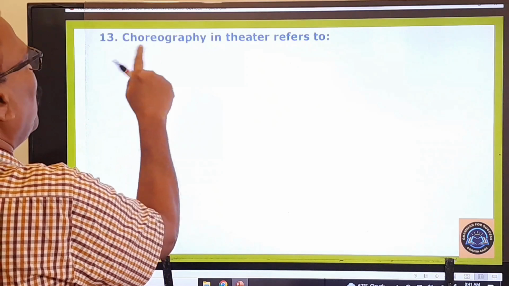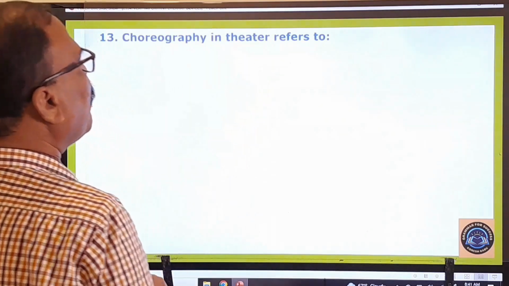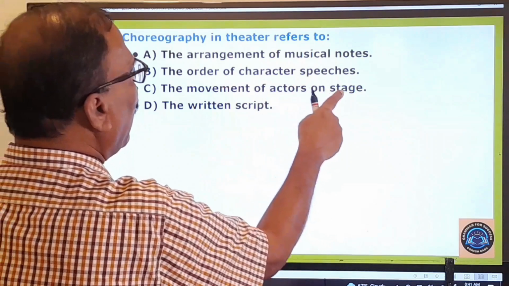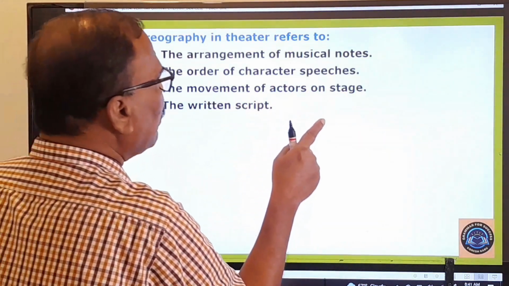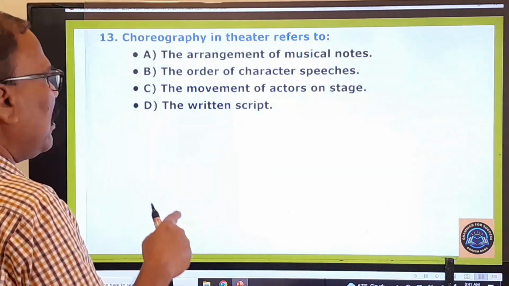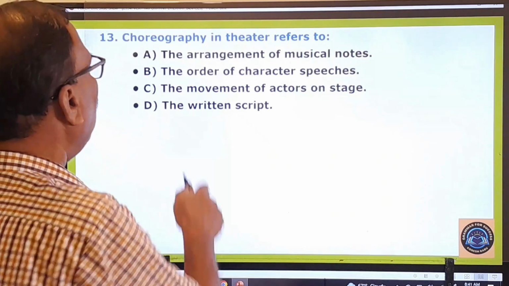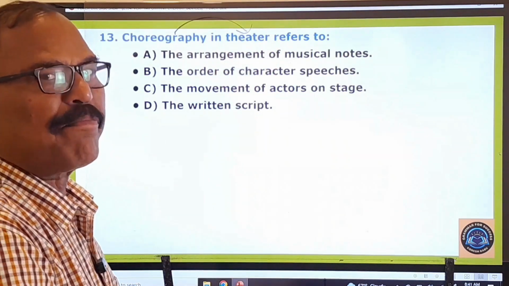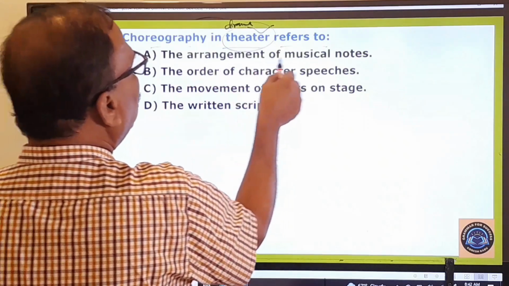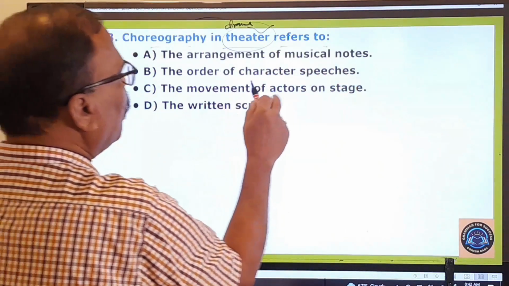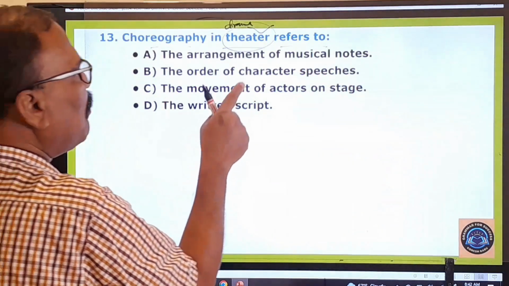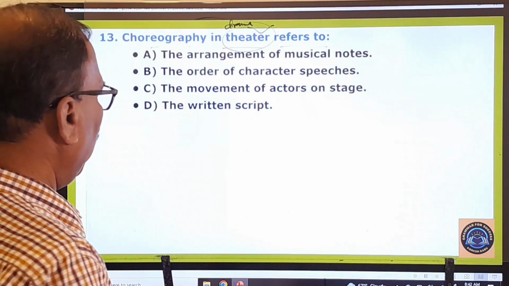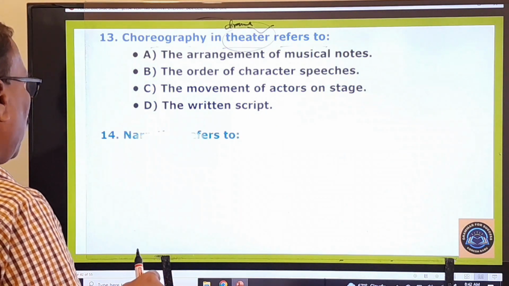13th one, choreography in theatre refers to the arrangement of musical notes, the order of character speeches, the movement of actors on stage, the written script. What does this choreography mean in theatre? Theatre means drama, right? The arrangement of musical notes, the order of character speeches, the movement of actors on stage, the written script, you know that very well. And you go to the next question.